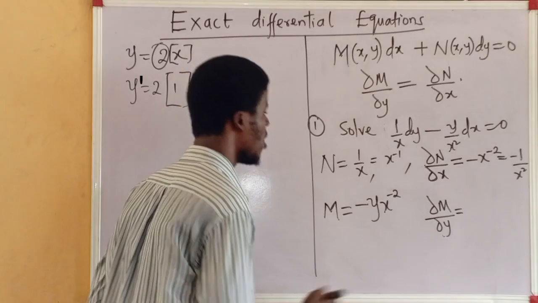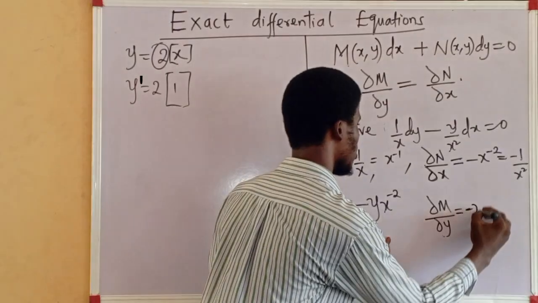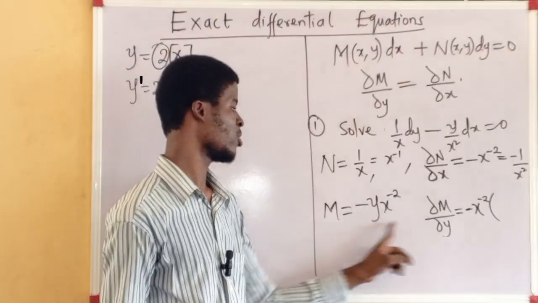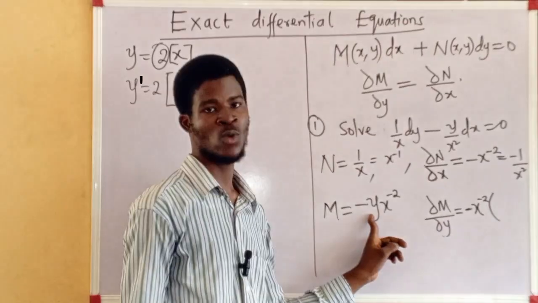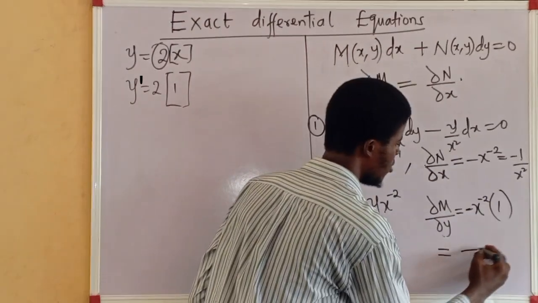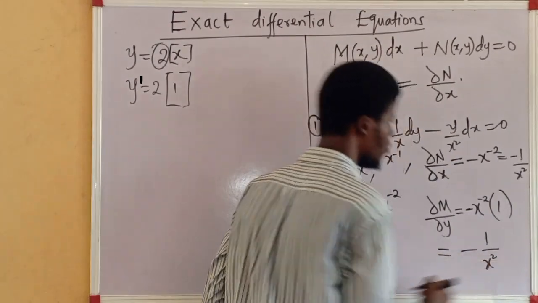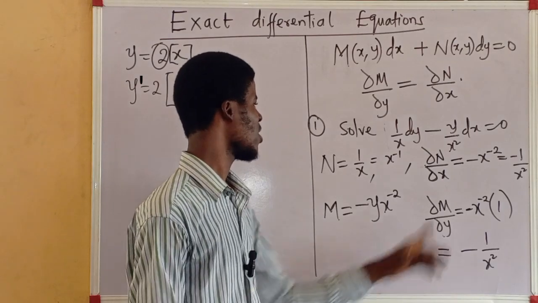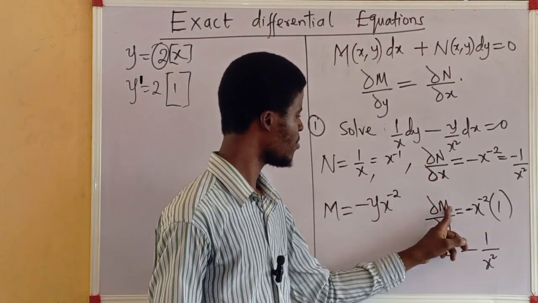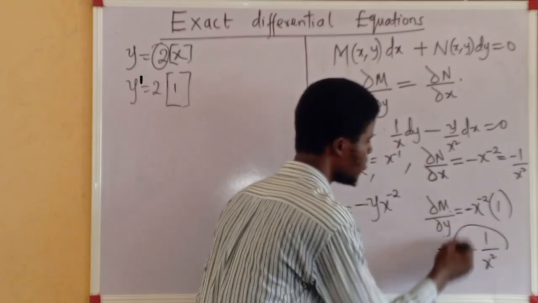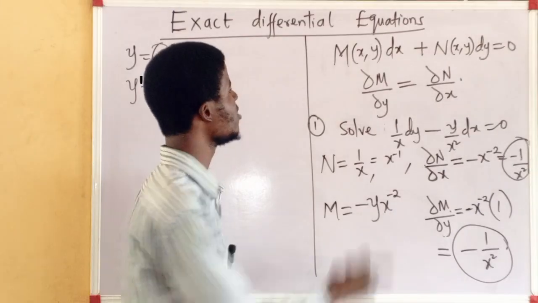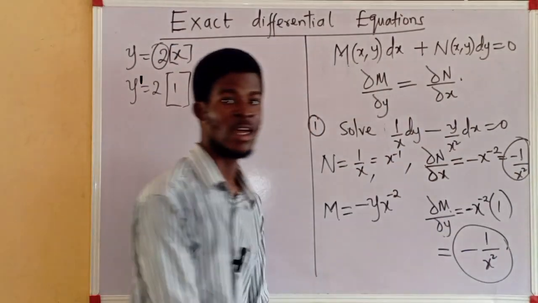Alright, so in this case, we take minus x to the power of minus 2 out. Then we differentiate y with respect to y, we have 1. And so what would this be? Minus 1 all over x to the power of 2. So we can see that partial N partial x is equal to partial M partial y. Look at it, they are the same. This shows that this differential equation is exact.